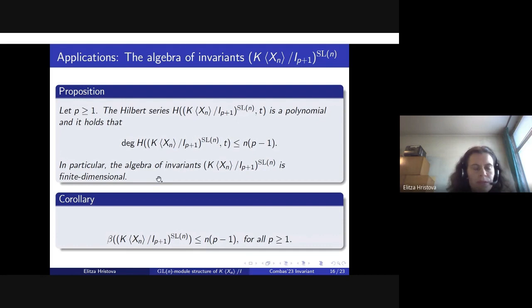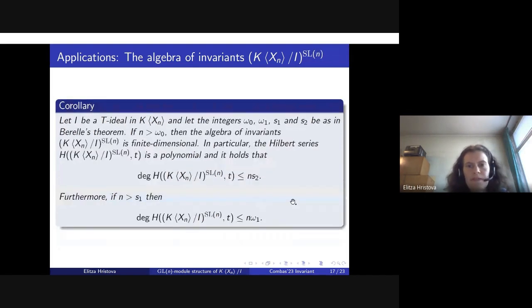In particular, this means that the algebra of SL_N invariants is not only finitely generated, but also finite dimensional. And this bound here is not only a bound for the maximal degree of a homogeneous generator, but also for the maximal degree of any element in the algebra of SL_N invariants. And for SL_N, we can actually give an even more general result for any T-ideal I.